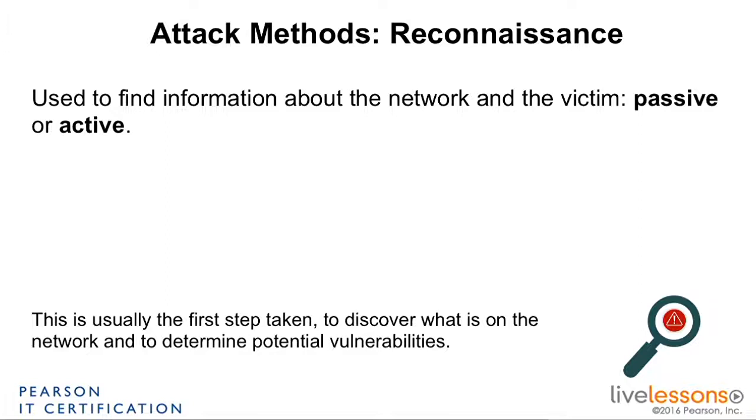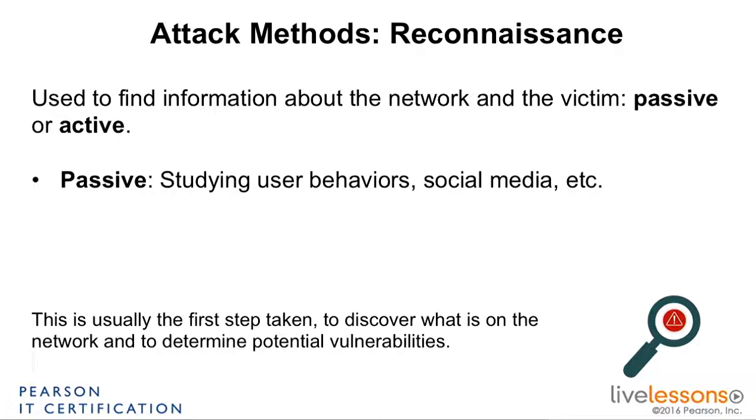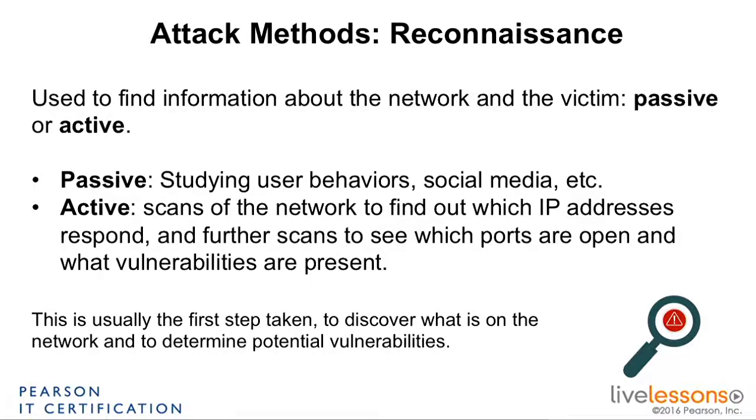This is used to find information about the network and the victim. There are two types of reconnaissance, passive and active. Passive is studying the user behaviors, social media, and information such as the background of the corporation and the officers of the corporation, looking for information that can be useful for an attack on LinkedIn and other social media sites such as Twitter.